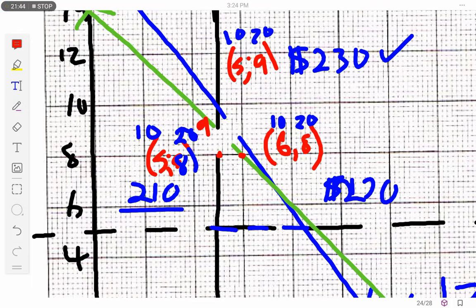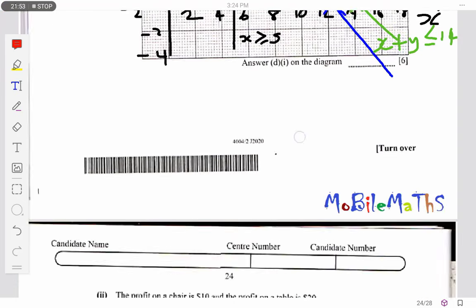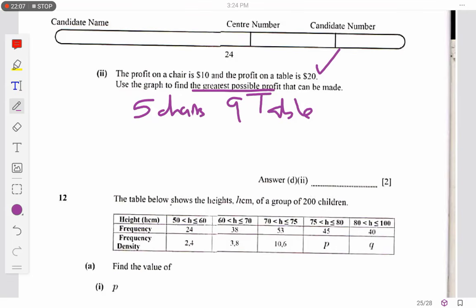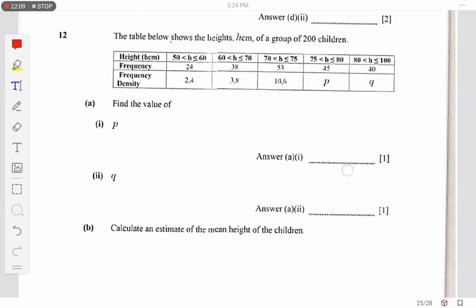So basically, the combination we have is like 5 chairs and 9 tables. Okay, so that's the combination there. We can have 5 chairs and 9 tables. Then we make more profit there because the table has got more money. Let's go on to the next question. I hope this is the last one. Okay, yeah, that's the last one.